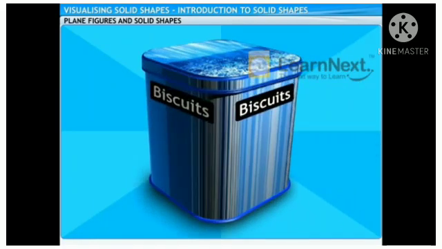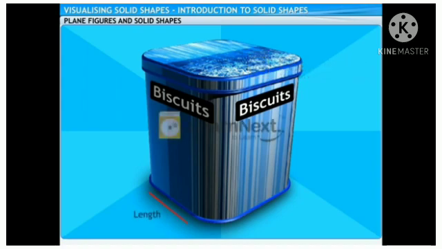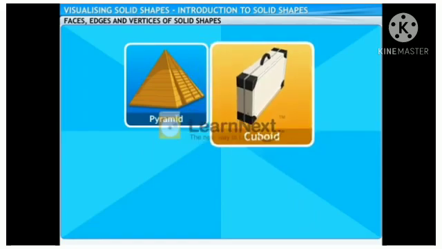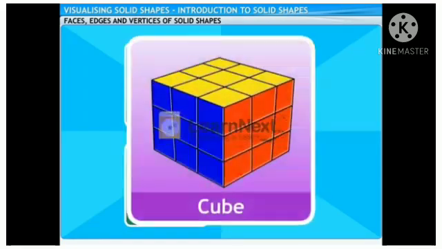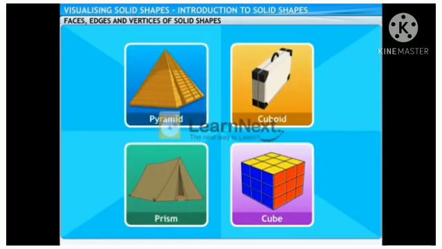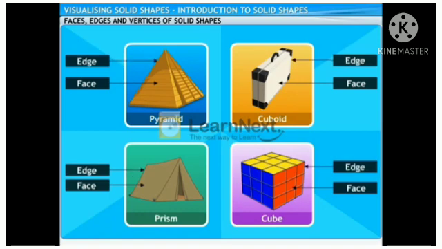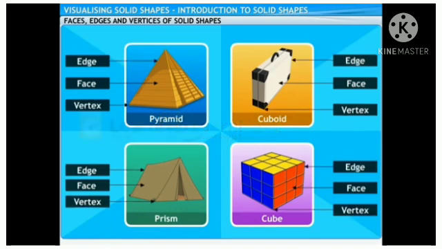Now, take a look at this biscuit tin. Can we say it has length, breadth and height? Yes, it does. 3-dimensional solid shapes have length, breadth and height. Many solids that we see in our day-to-day life have 3 distinct parts, namely faces, edges and vertices.